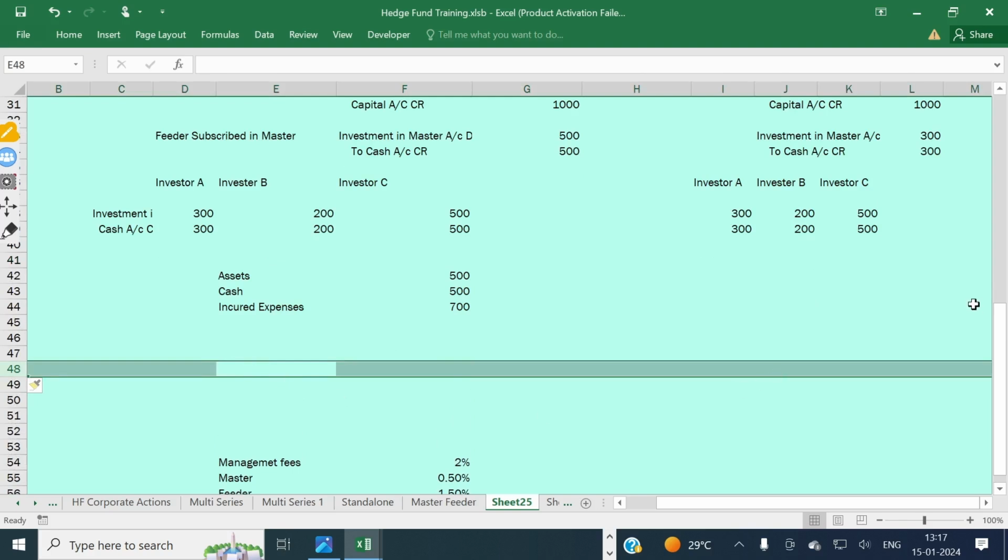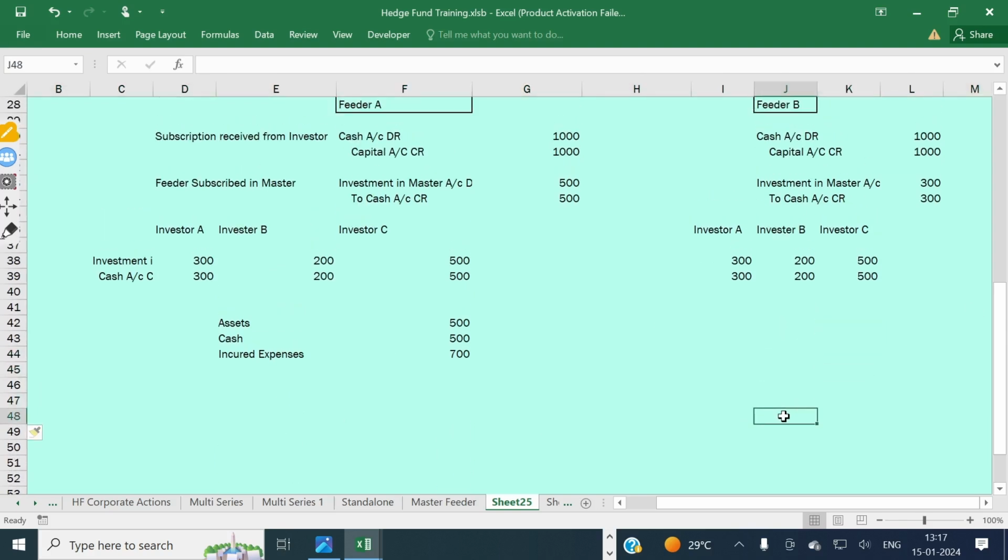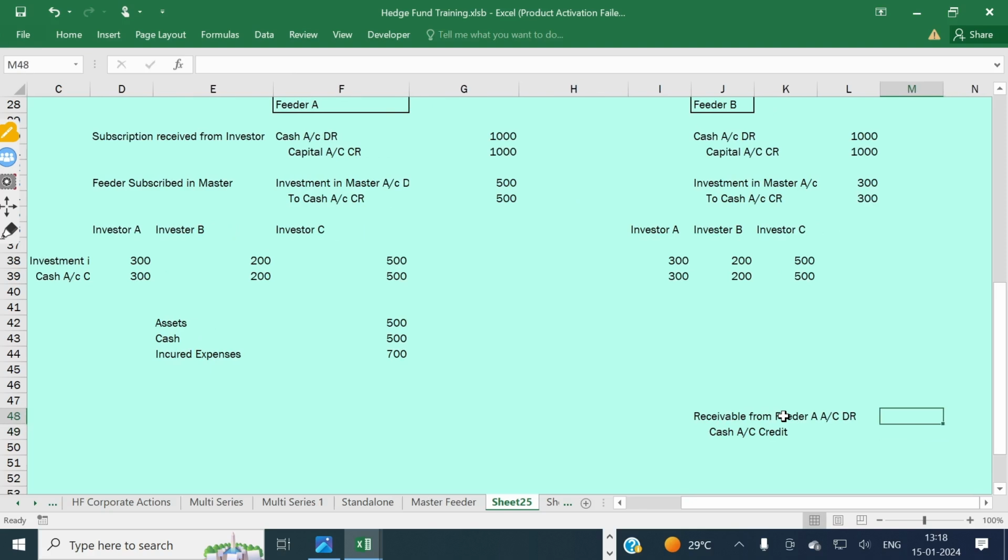So there is a process. You can prepare an accounting entry like this. Note this down, please, in terms of internal transfers. Receivable from feeder A account debit, cash account credit. Let's say you are short by 200, because you have 500 cash in your books already. Feeder A, you are just looking for 200. So 200, 200.